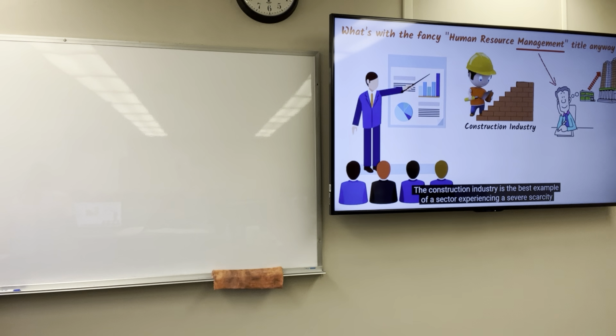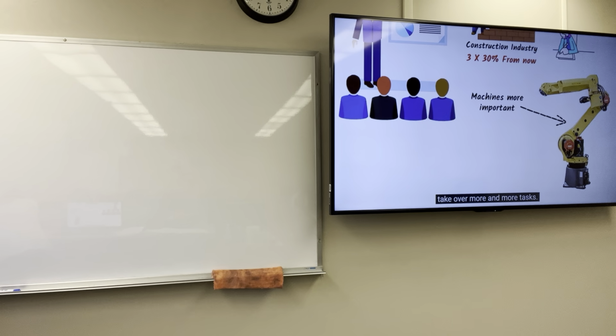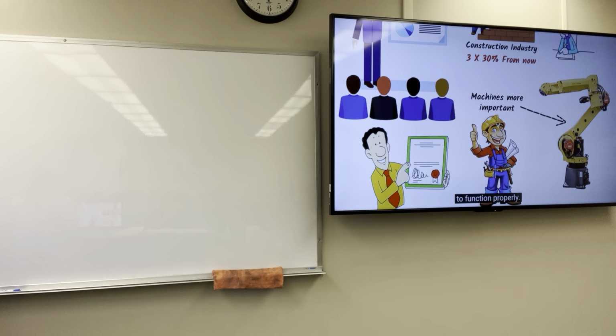The construction industry is the best example of a sector experiencing a severe scarcity of competent laborers. According to analysts, this trend is predicted to triple over the coming generation from its current 30%, negatively affecting the sector's total productivity. Many experts argue that human resources are becoming less important as machines and technology take over more and more tasks. Companies are always looking for talented, knowledgeable, and certified people to ensure the company's continued growth and success. Still, machinery and technology can only be created by humans and require human intervention to function properly.